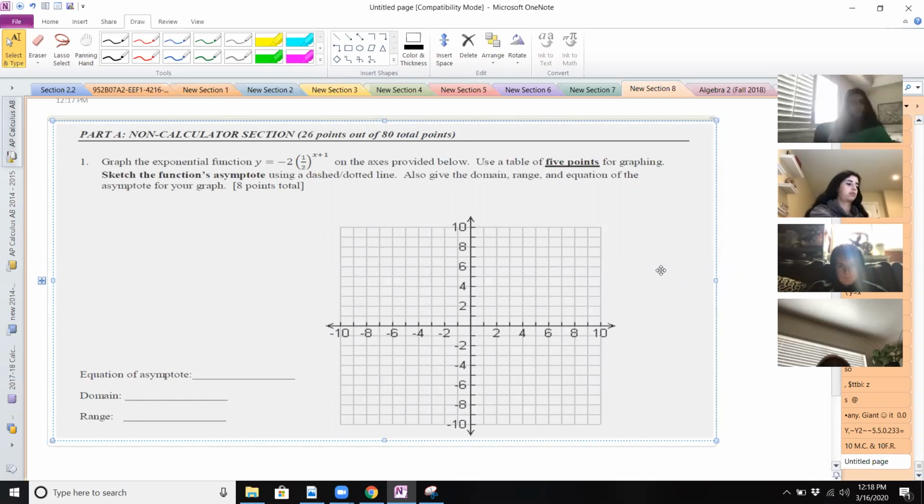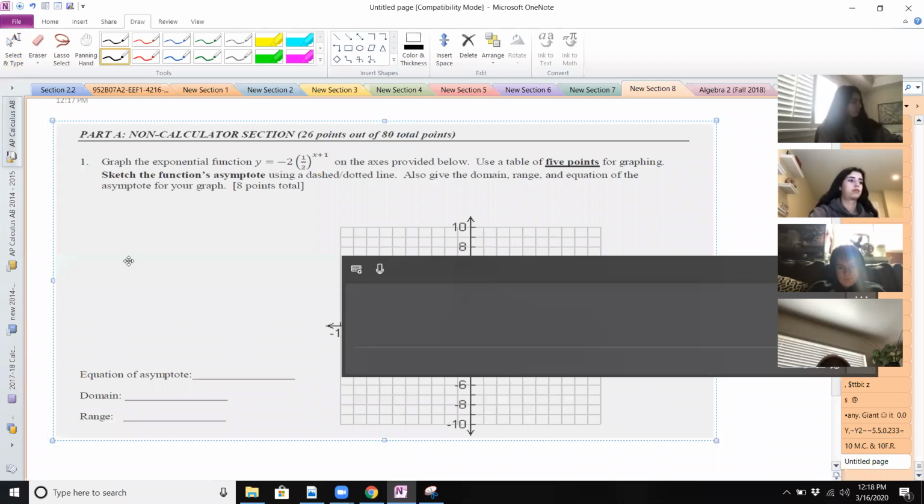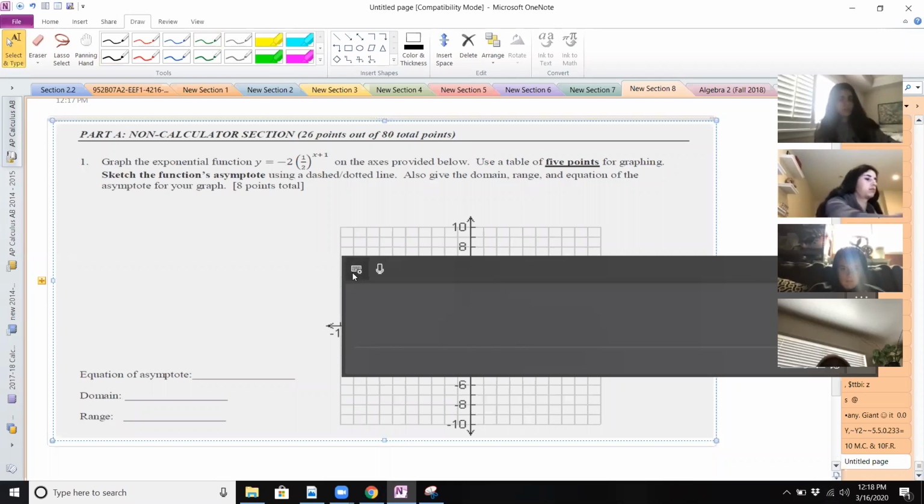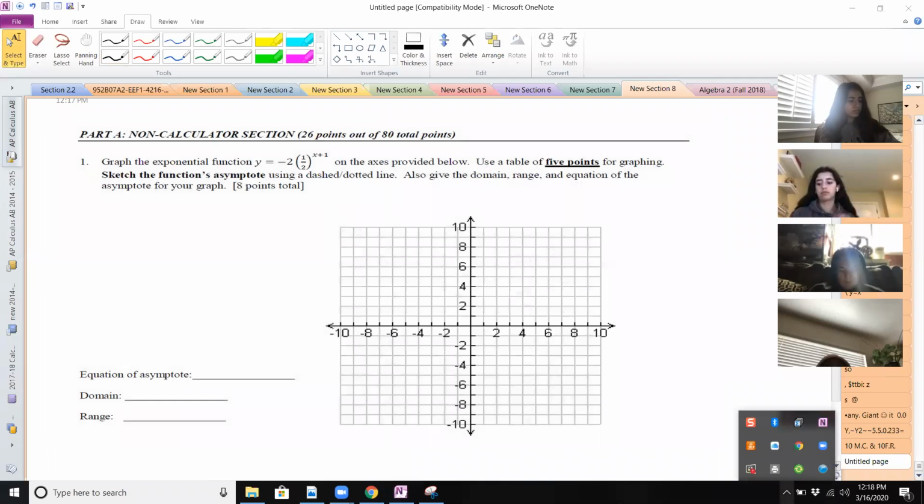So remember, you want to focus on the parent function. That's showing up again. Why is it doing that? Hold on a sec. Hopefully it doesn't come back.